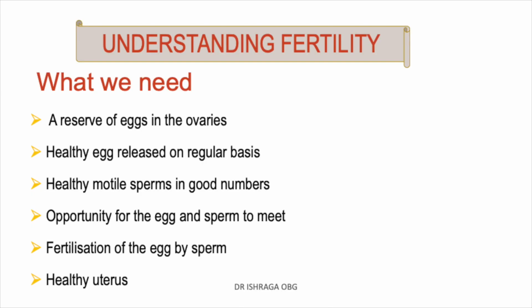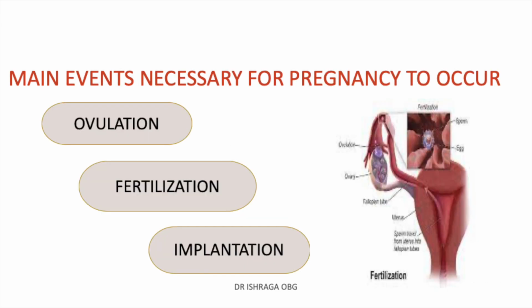Understanding fertility. What we need: a reserve of eggs in the ovaries, a healthy egg released on a regular basis, healthy motile sperms in good numbers, opportunity for the egg and sperm to meet, fertilization of the egg by the sperm, and a healthy receptive uterus. Main events necessary for pregnancy to occur are ovulation, fertilization, and implantation. Of course, for fertilization, we need a healthy tube where fertilization will occur.